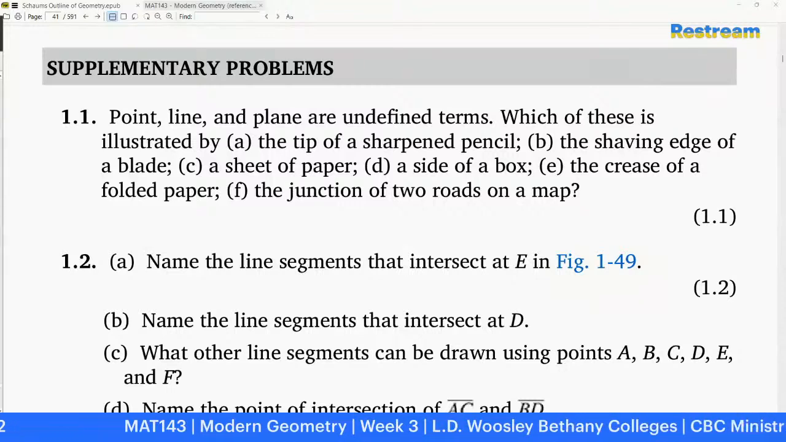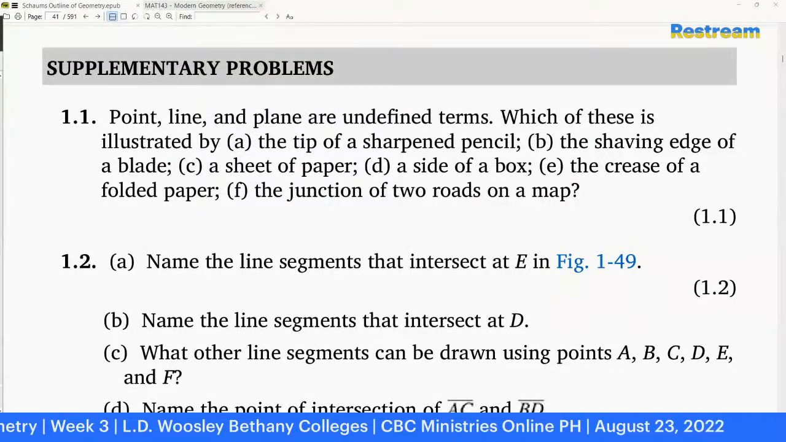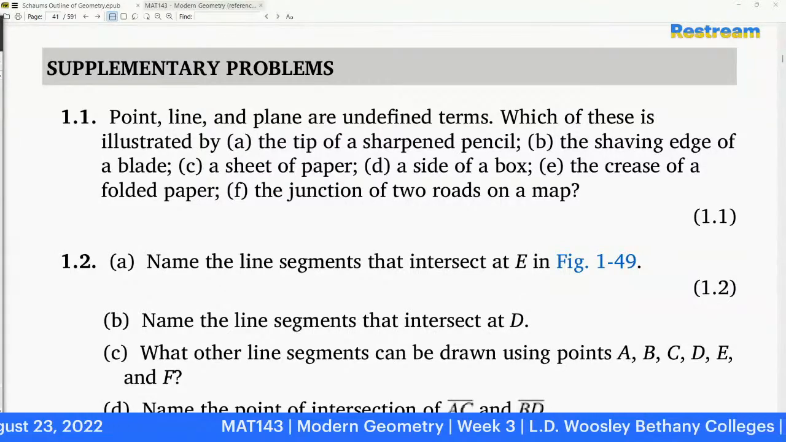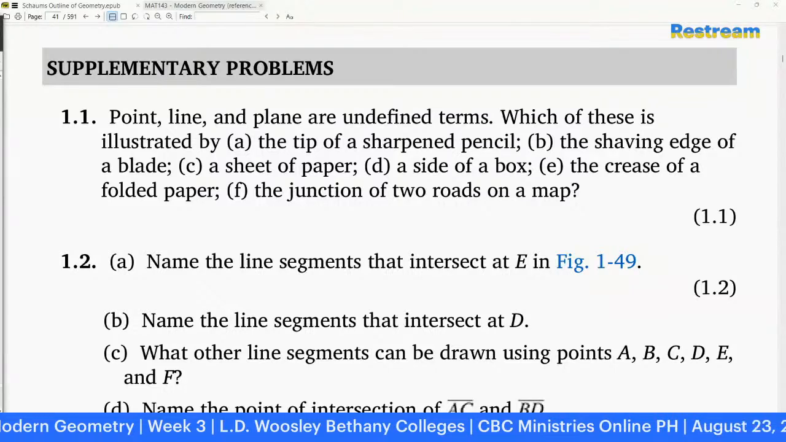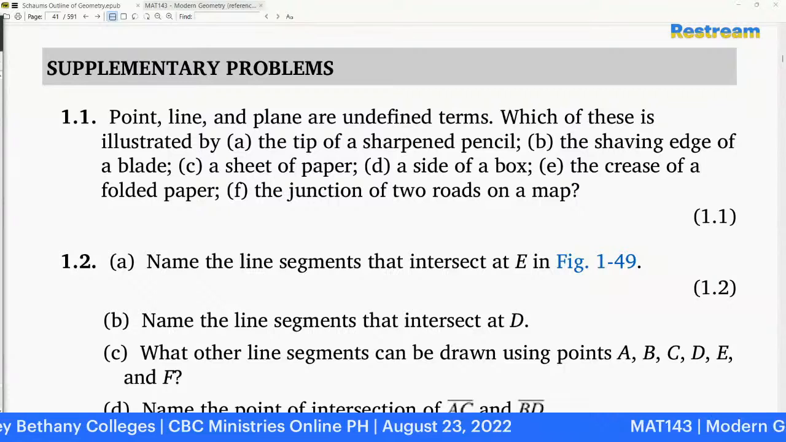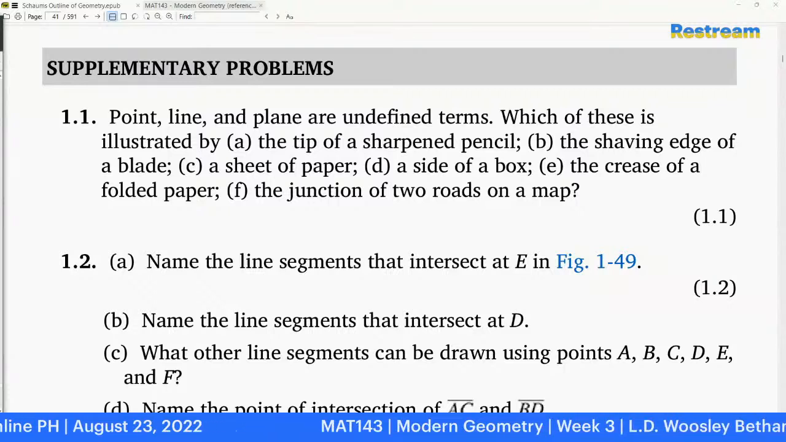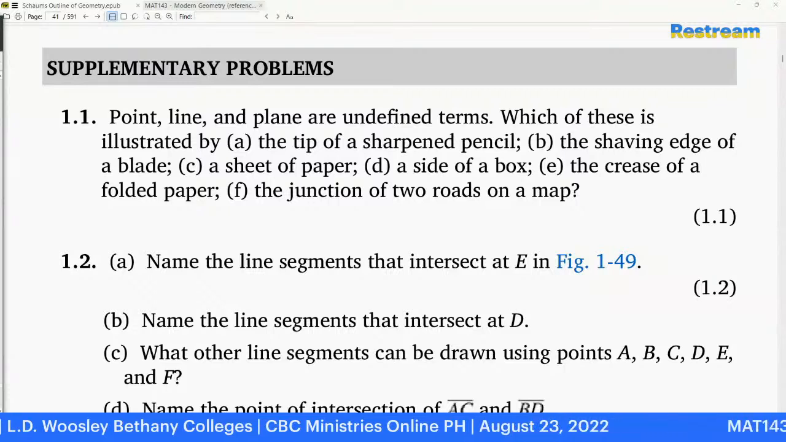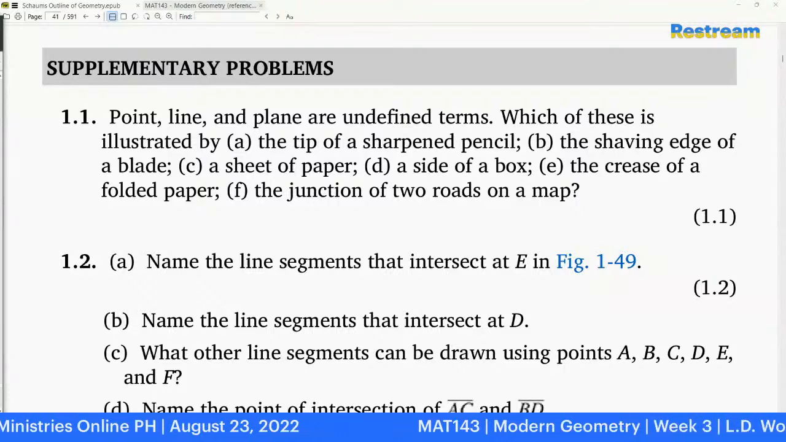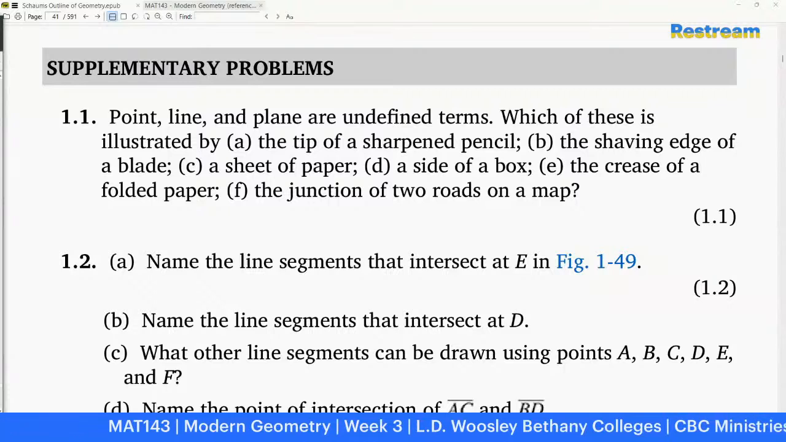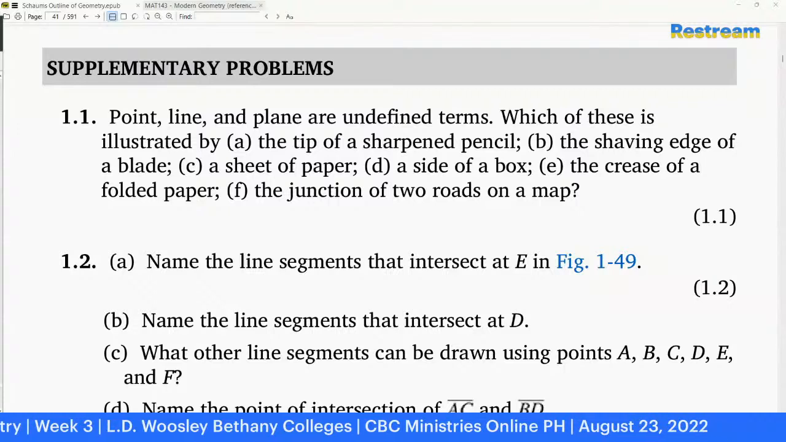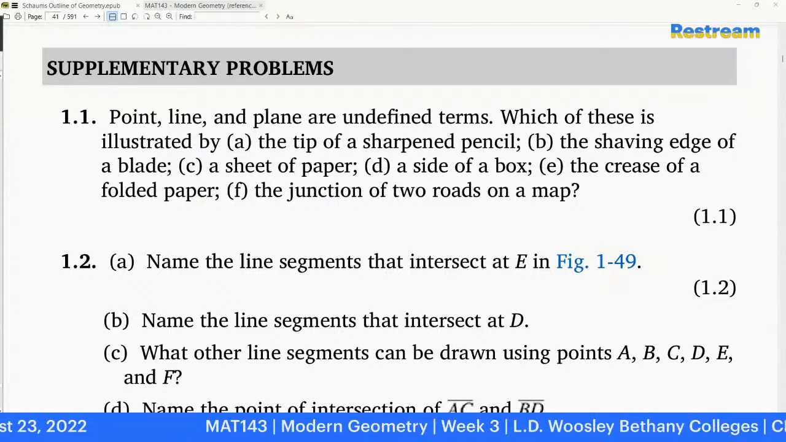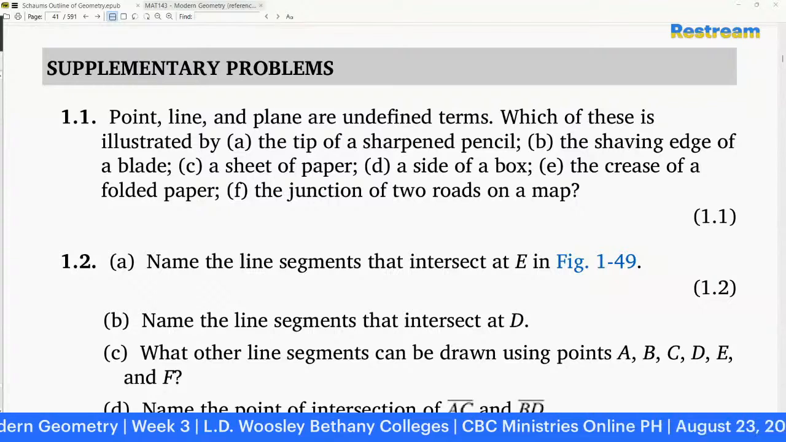Point. Okay, it's a point, correct. Gillian, shaving edge of a blade. Line po. Line, correct. Acel, a sheet of paper. Ano po? Plane po. Okay, it's a plane, correct. Micaela, a side of a box. Okay, yan pala. Hinihintay ko yung audio mo. Nag-chat pala. Okay, correct. A crease of a folded paper. Gillian. Line po. Okay, right, line, correct.